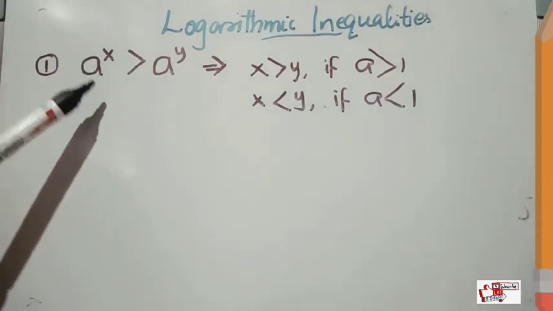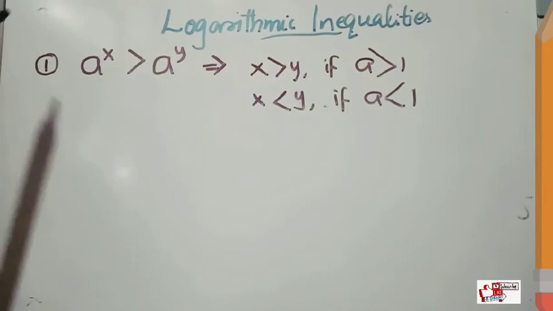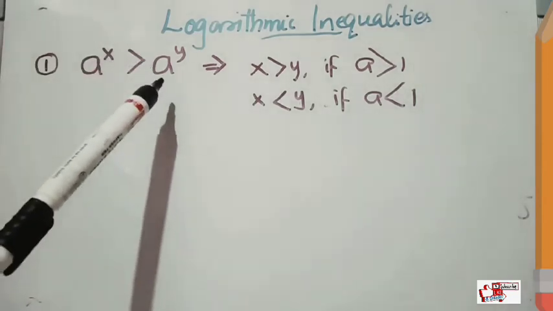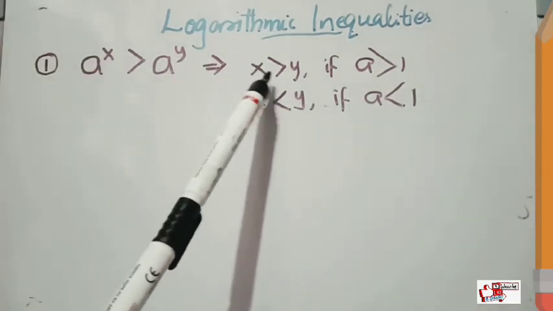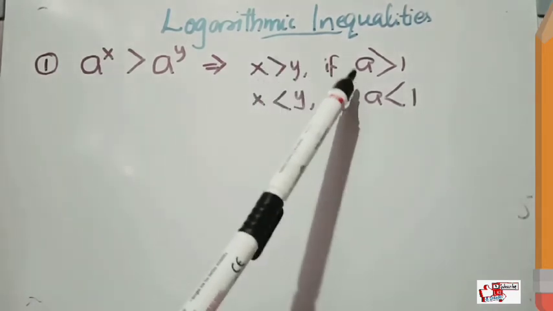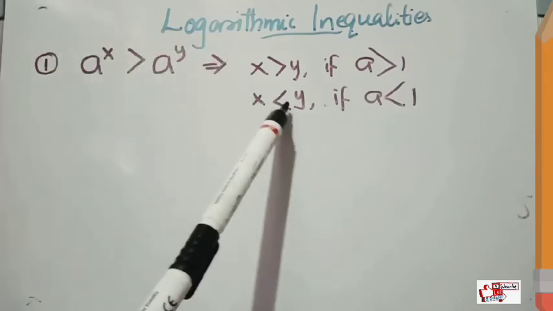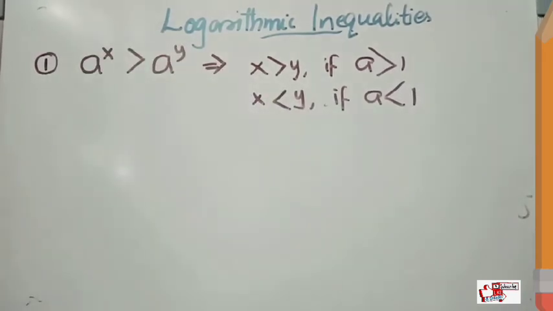A raised to x greater than a raised to y. Suppose you have a concept like this, a raised to x greater than a raised to y, that implies x greater than y if a is bigger than 1. And it is x less than y if a is smaller than 1.